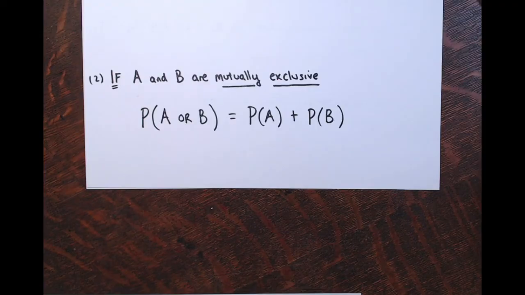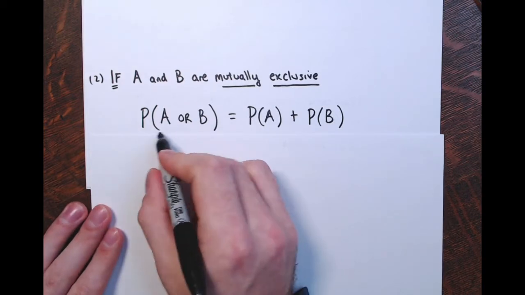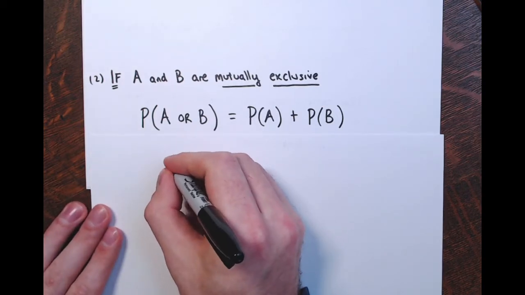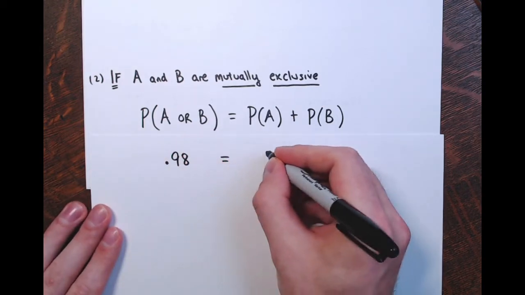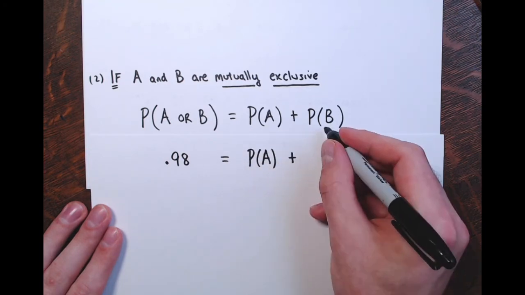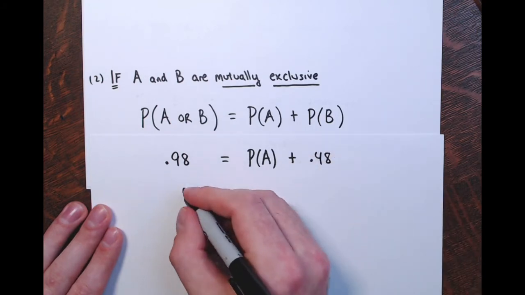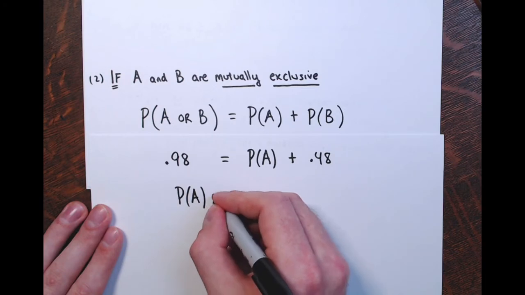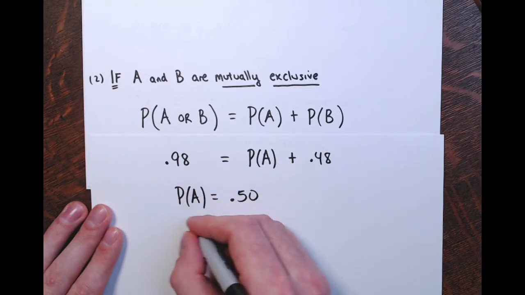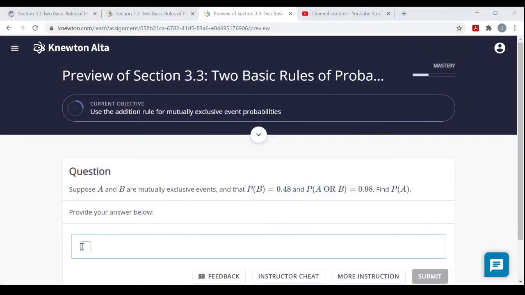But I'll go to this formula. We are given this, 98%. We don't know the probability of A, so I'll leave it that way. And the probability that B occurs is 0.48. All I would simply do is subtract and get that the probability that A occurs is 0.50, so 0.5, or 50%.